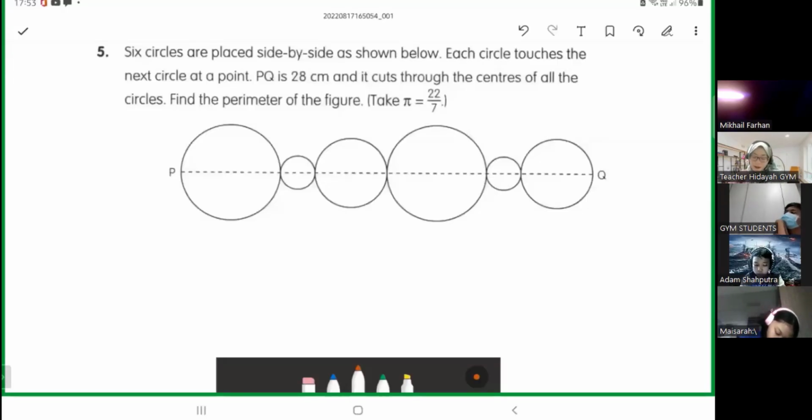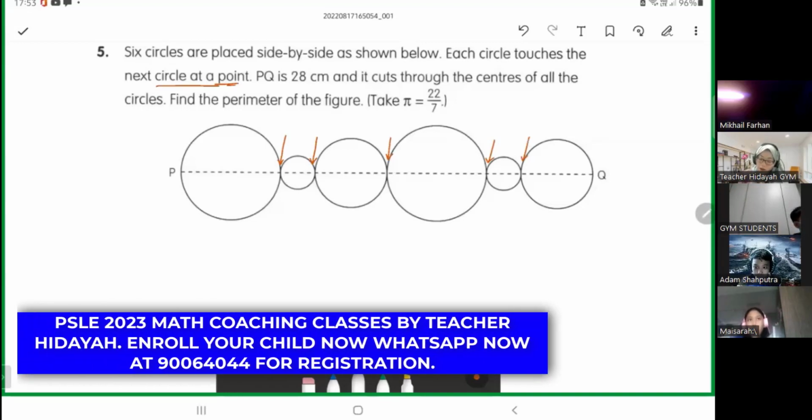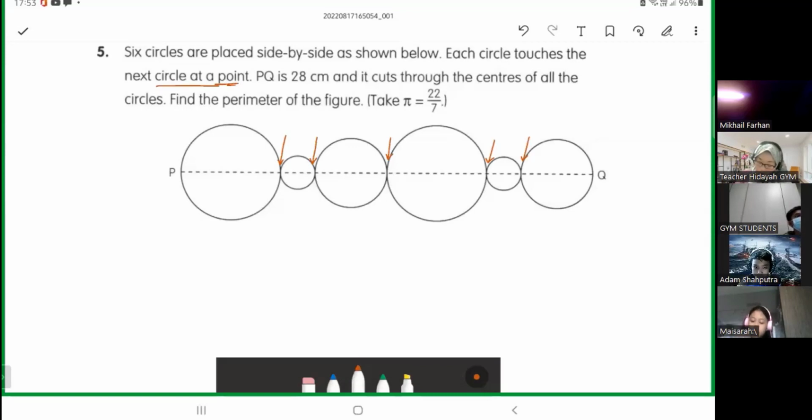Six circles are placed side by side as shown below. Each circle touches the next circle at a point. What does it mean? Each circle touches at these points, the ones that I put arrows. PQ is 28 cm and it cuts through the centers of all the circles. So the whole line of PQ is 28 cm.